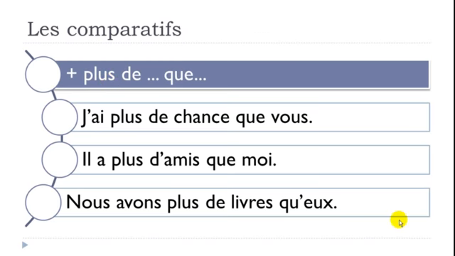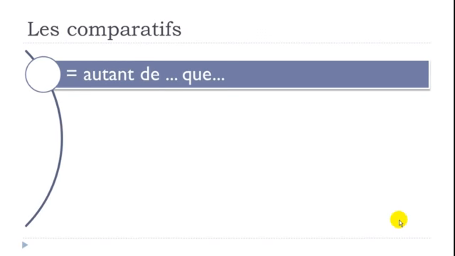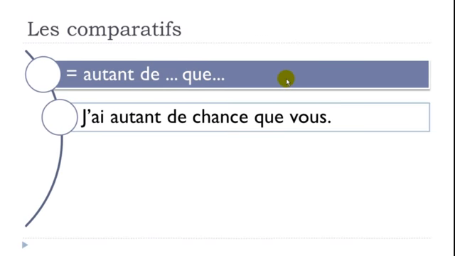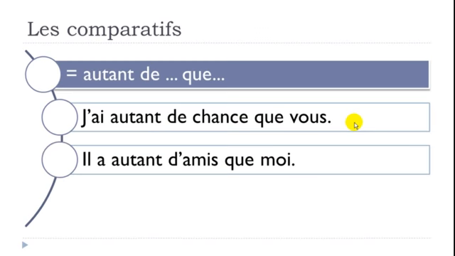Let's see now if you want to say as. If you want to compare, it would be autant de followed by the noun, then que, than, and you continue your structure. J'ai autant de chance que vous. I kept exactly the same sentences just to make it more clear. Il a autant d'amis que moi.